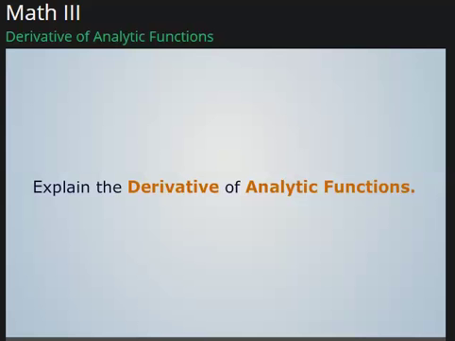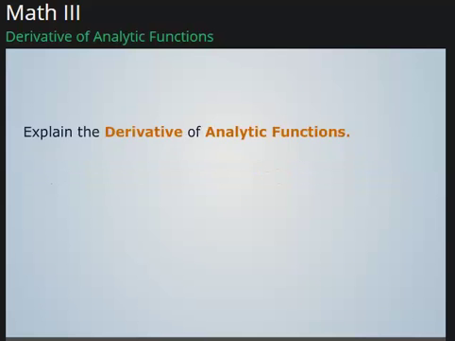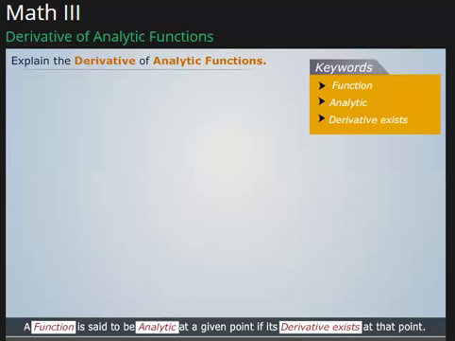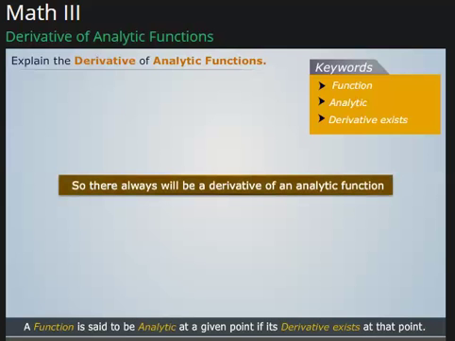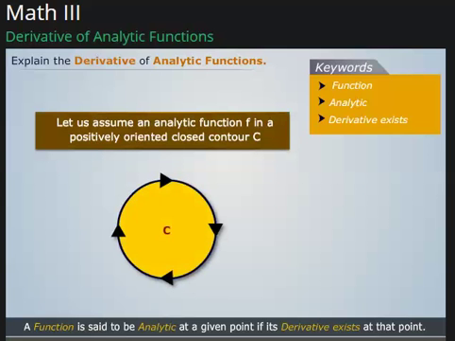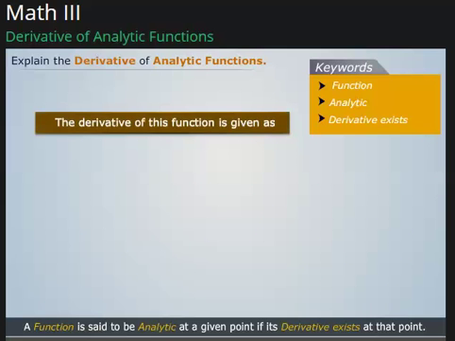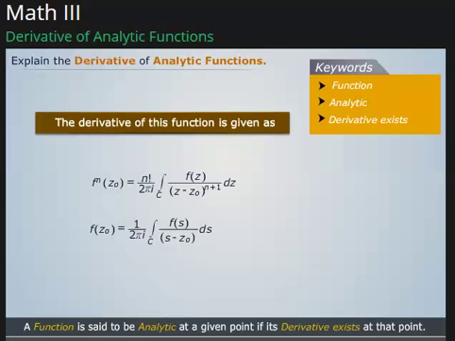Explain the derivative of analytic functions. A function is said to be analytic at a given point if its derivative exists at that point. So there will always be a derivative of an analytic function. Let's assume an analytic function f in a positively oriented closed contour C. The derivative of this function is given as. The formula can be remembered by differentiating the equation with respect to z.